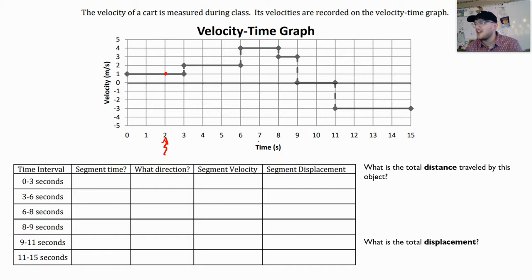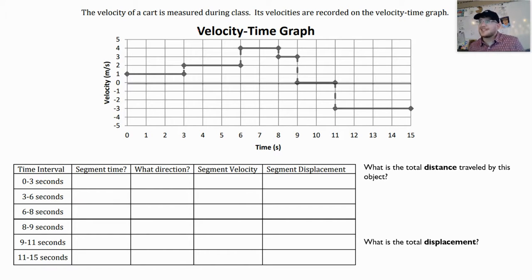Let's see, what about 7 seconds? Well, 7 seconds corresponds to this point right here, and at 7 seconds I'm going at 4 meters per second. So all this graph basically shows us is what our speed or velocity is at any given point in time, and you can see that it fluctuates. A negative velocity just means we're going backwards. A positive velocity means we're going forwards. That's all that means.